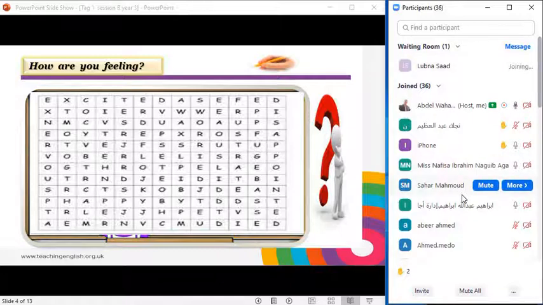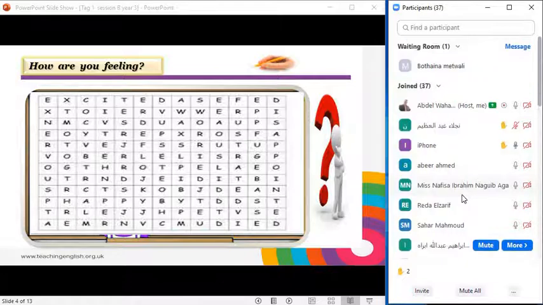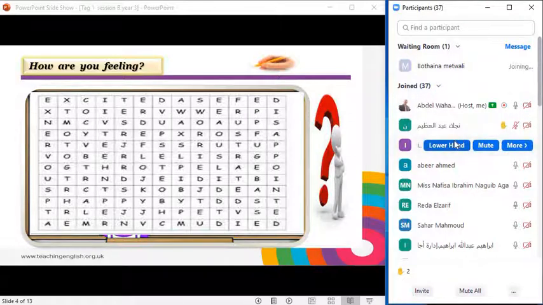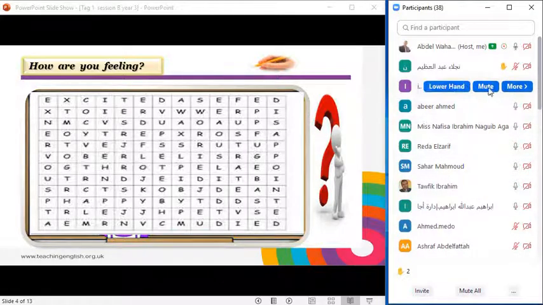Miss Nagla, can you speak? Please write your name. You raised your hand. Can you write your name, please? Yes. What are these words? I can read about 5 words. What are they? Worried, happy. What about Miss Nagla? Can you speak? Please, after you speak, mute yourself.